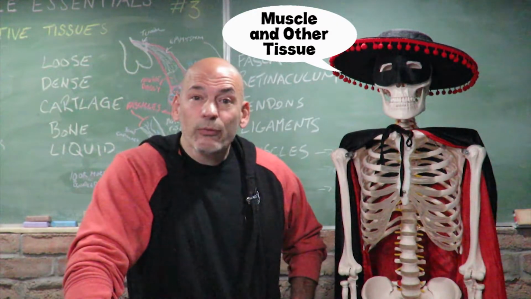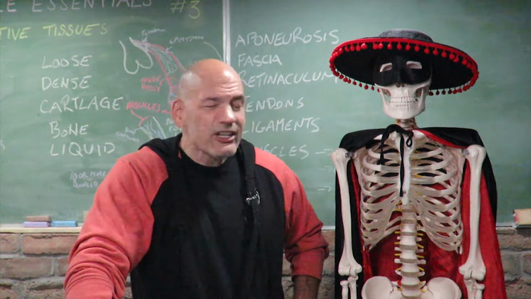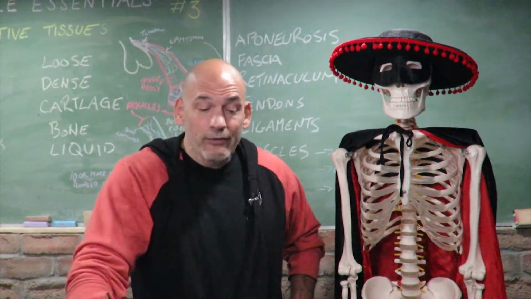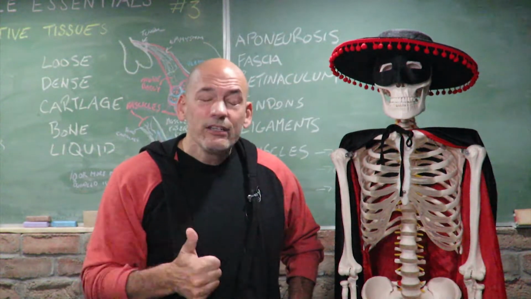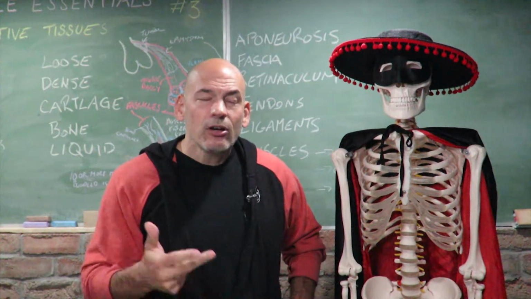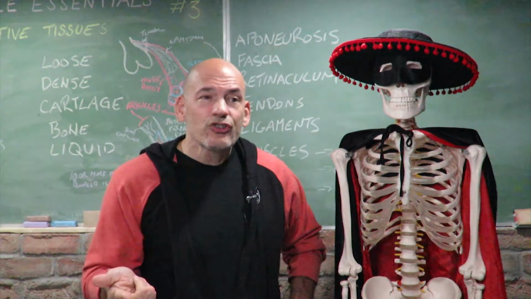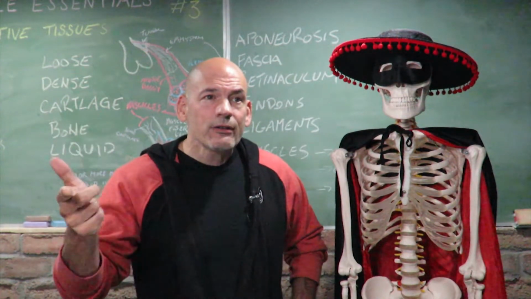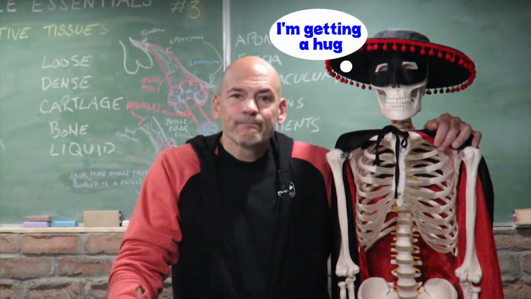Before we get into lesson number 3, though, we're going to do a quick review of lesson number 2. Lesson number 2 was directional terms, and there were 13 of them. They were superior, inferior, medial, lateral, ipsilateral, contralateral, deep, intermediate, superficial, posterior, anterior, distal, and proximal.